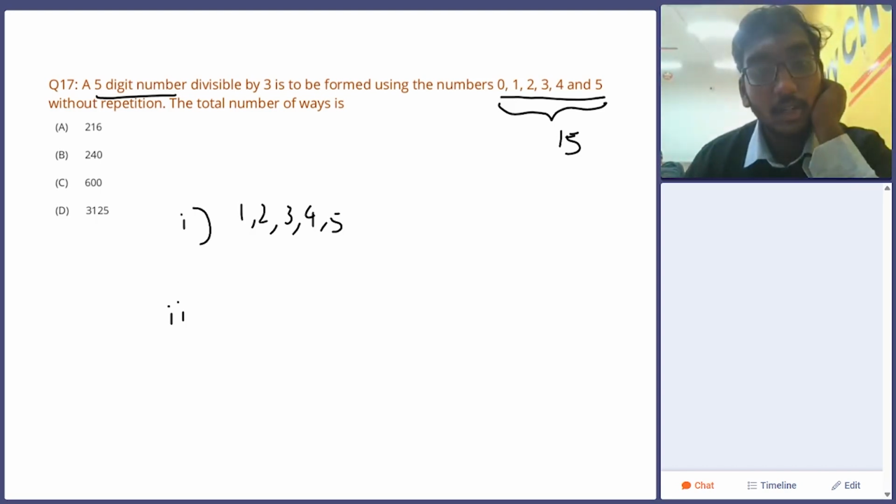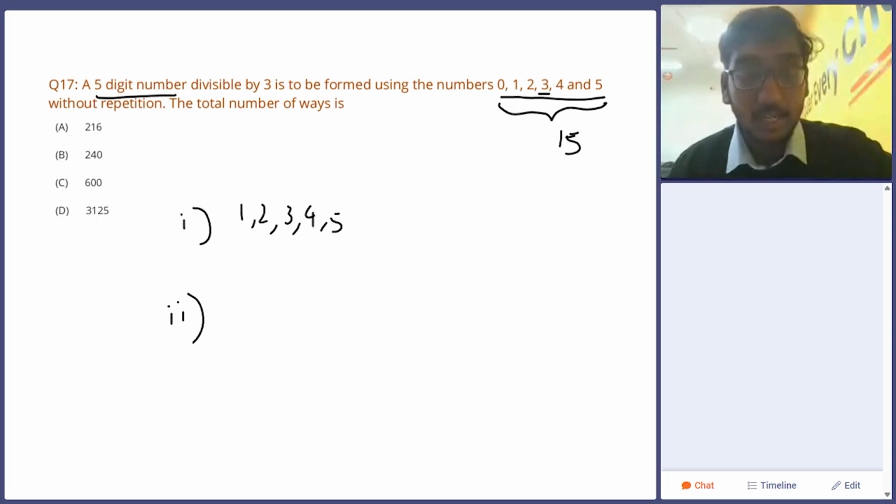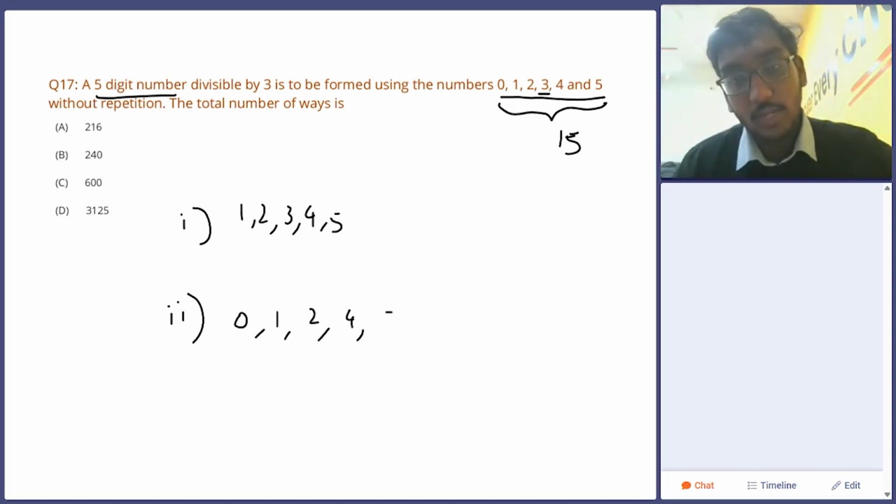The other possibility is what? We can ignore this 3. Why? Because the sum will be 12. If you ignore 3, that will be again divisible by 3, right? So it will be 0, 1, 2, 4, and 5.